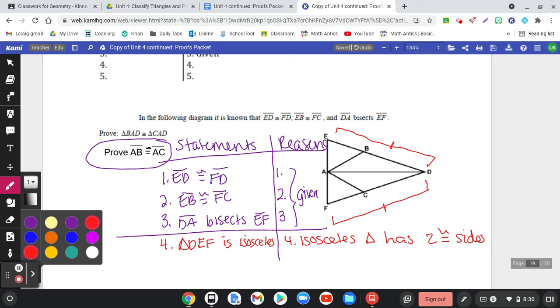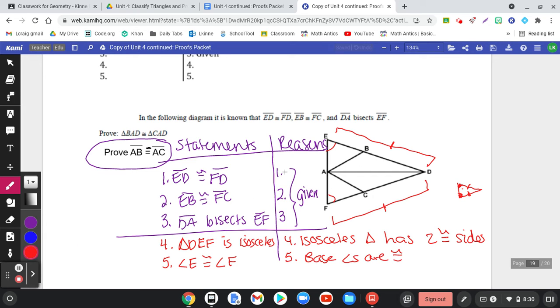All right, it's just on its side. That's okay. So these are the same, which means the angles opposite them are the same. So angle E is congruent to angle F. We can start there. And again, you can say definition of isosceles, or you can say base angles are congruent.